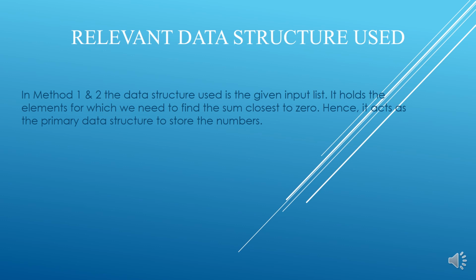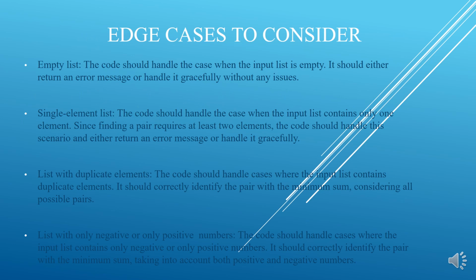What data structures are we using here? In method 1 and 2, the data structure used is the given input list. It holds the elements for which we need to find the sum closest to 0. Hence, it acts as the primary data structure to store the numbers. In this problem, how many edge cases do we need to consider? We need to consider the empty list, single element list, list with duplicate elements, and list with only negative or positive numbers. These are the 4 edge cases to find the nearest sum to 0 in this problem. These are the 4 scenarios we need to observe. Based on this, the output and the procedure we need to change.